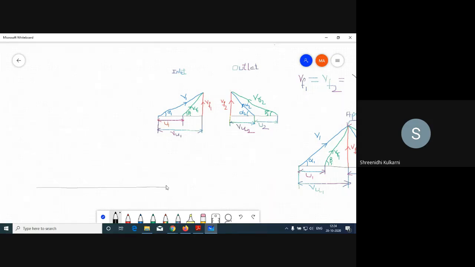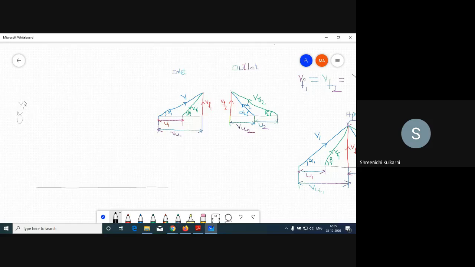So first I'm going to draw one reference line here. Next, I want to start the inlet velocity triangle. In this inlet velocity triangle, they have to give the absolute velocity V1, the nozzle angle, and the blade speed U.